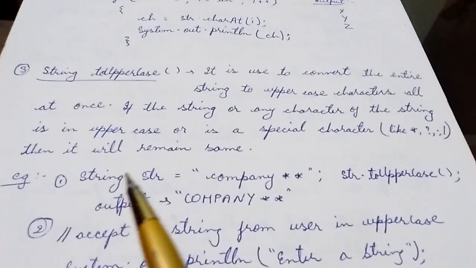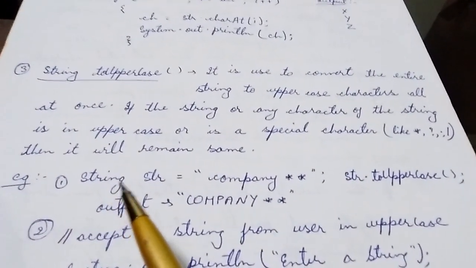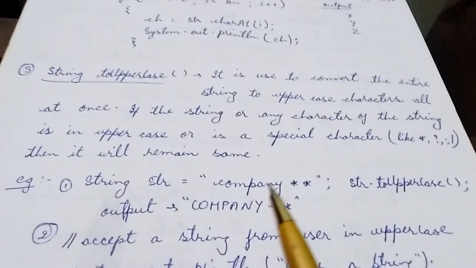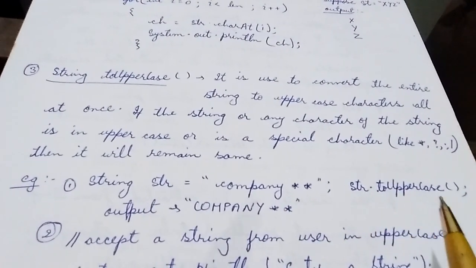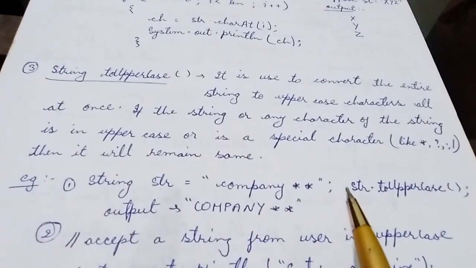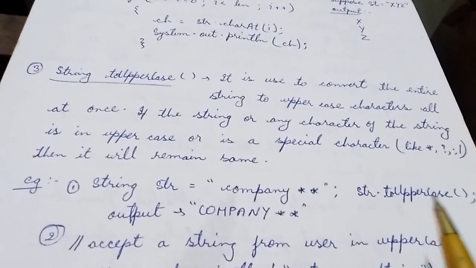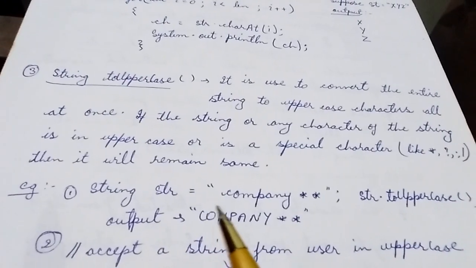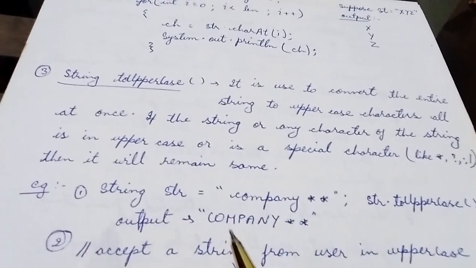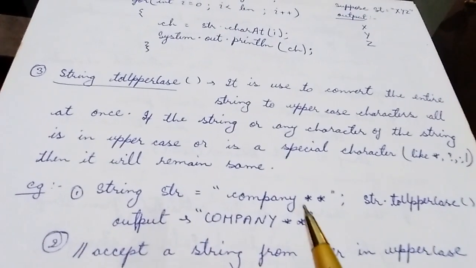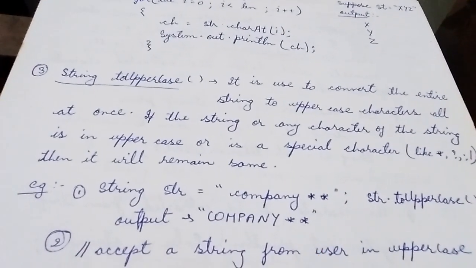Let us see one example. String str equals "company**". When we write String str1 equals str.toUpperCase, the output will be the company, which is written in small letters, converted to uppercase, but the asterisks remain as they are.